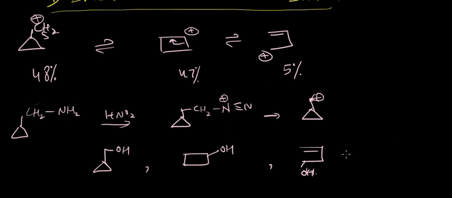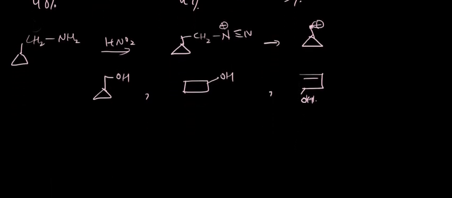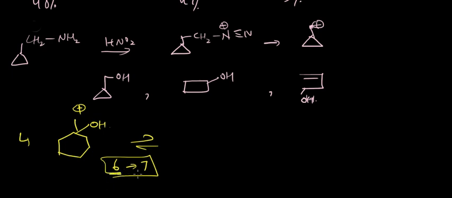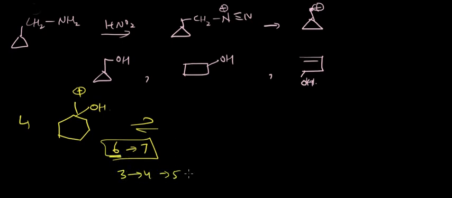One more interesting scenario in the rearrangement process is, suppose we have something like this, and OH is attached here. Let's say there's a positive charge only here. Now one might think that 6 to 7 rearrangement is not possible, but 3 to 4 to 5 to 6 will take place, because from 3 to 6 the ring strain is decreasing, and hence it will move forward from 3 to 6.